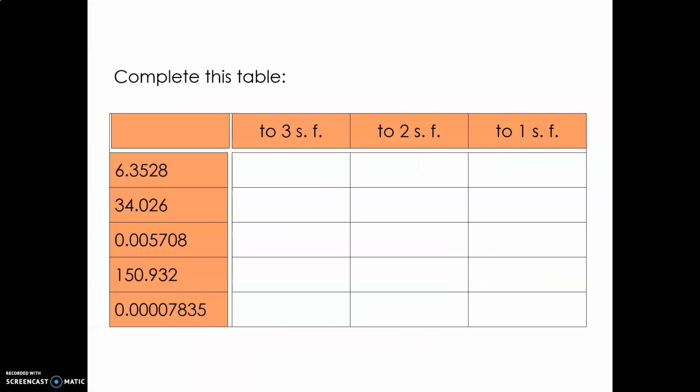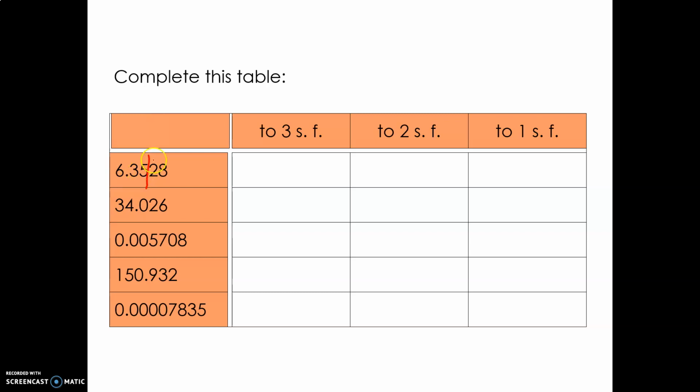So here what I would like you to do is, again, grab a sheet of paper, copy the table, and I want you to complete the table rounding to, firstly, 3 significant figures here, 2 significant figures here, and 1 significant figure here. I'll go through the first example so that you've got a clear idea before you attempt the rest.